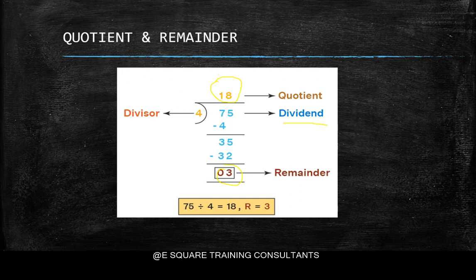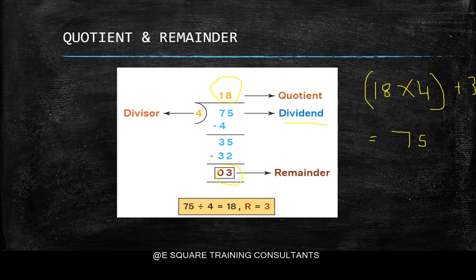This is nothing else but I would say that there are 18 fours in 75. And also when I add my remainder 3, this gives my dividend, which is 75. So divisor into quotient plus the remainder gives me the dividend. If my remainder is 0, then I would say this dividend is completely divisible by the divisor.